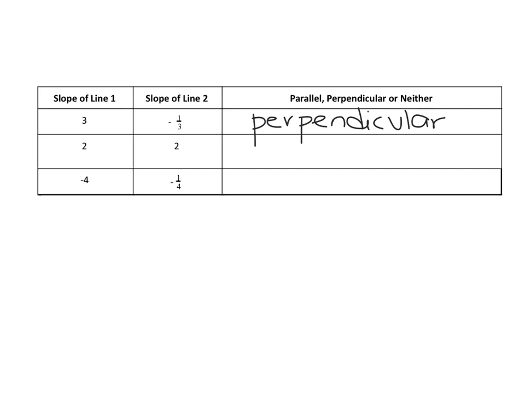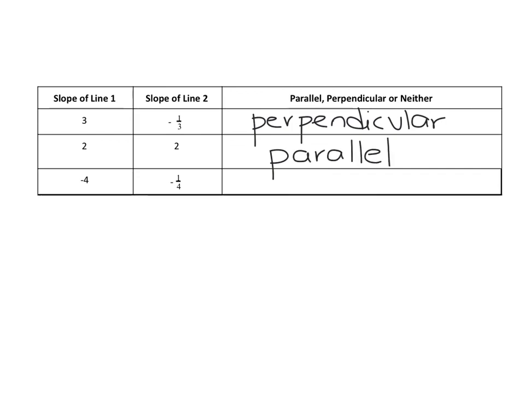Let's take a look at the second set of numbers. We've got 2 as the slope for line 1, and we've also got 2 as the slope for line 2. So because the slopes are exactly the same, they are identical, that automatically tells us that these lines are parallel.